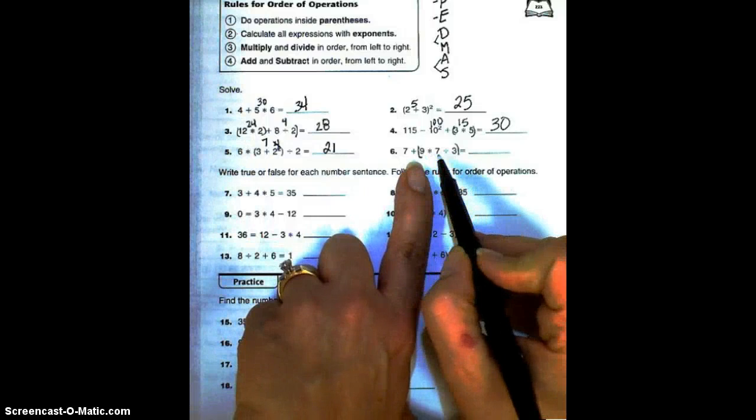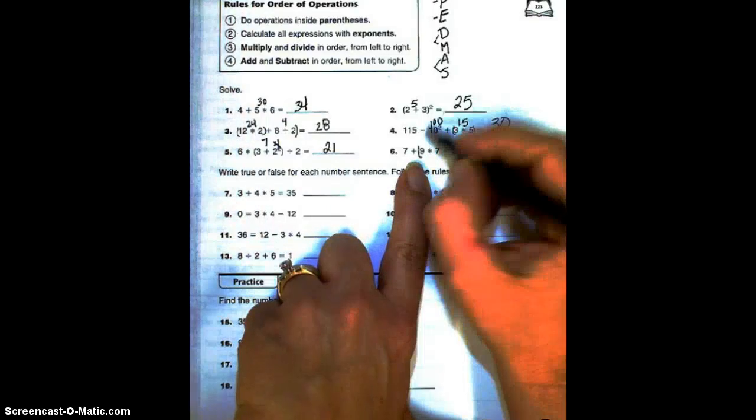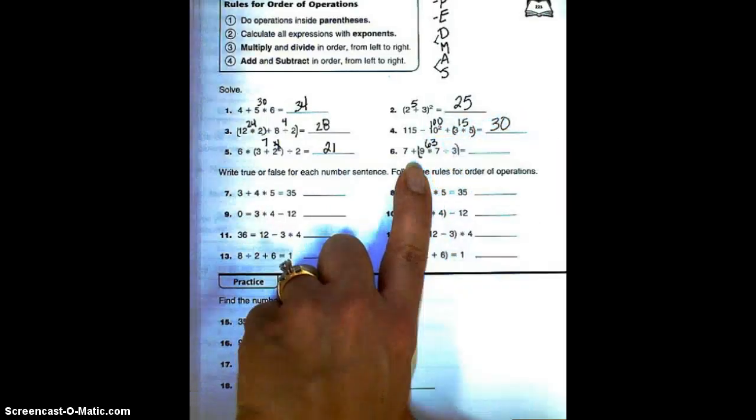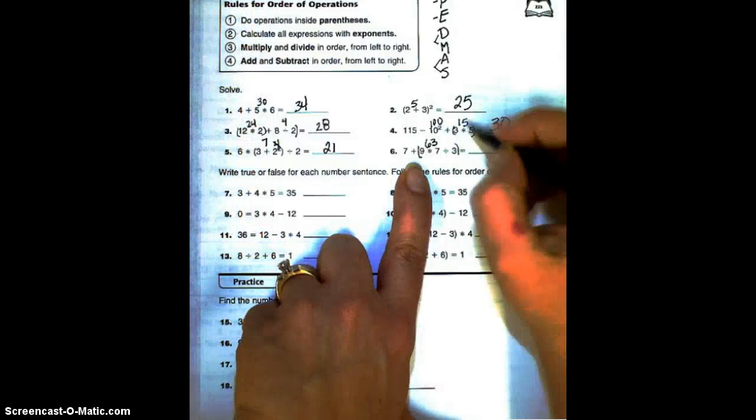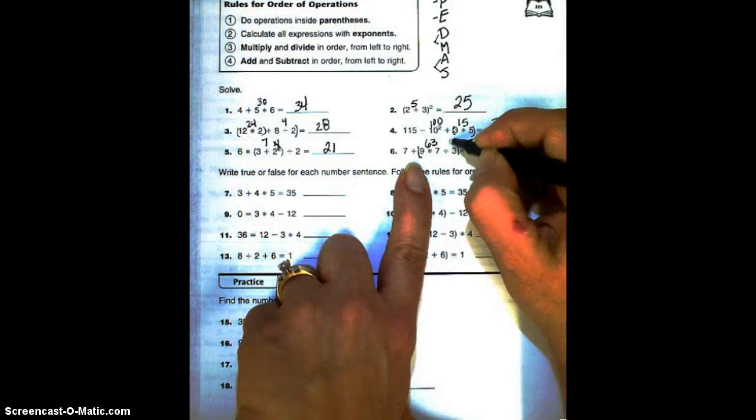So 9 times 7 is our left to right. 9 times 7 is 63, and then we're going to divide it by 3. Is that 21? I think.